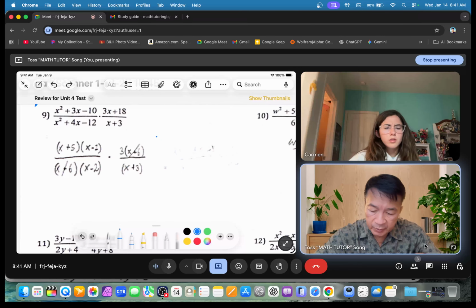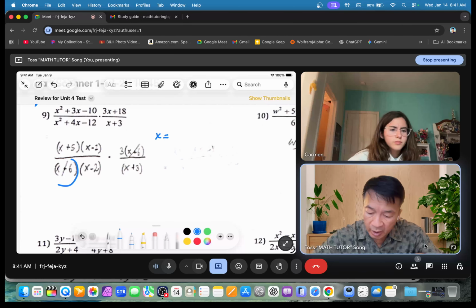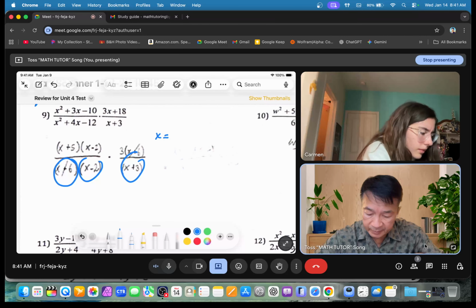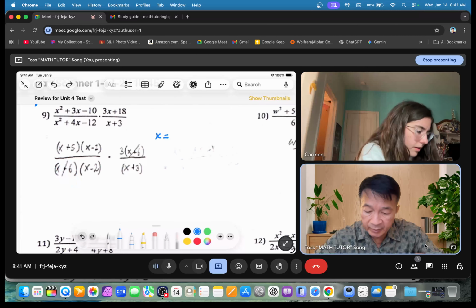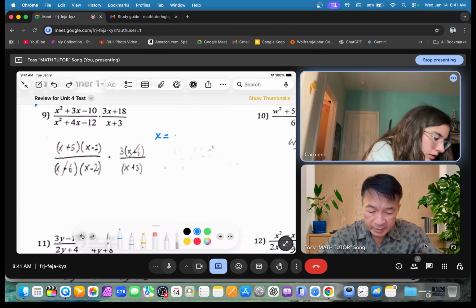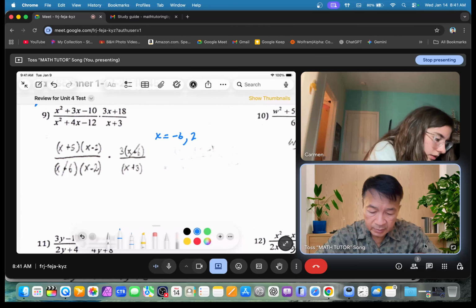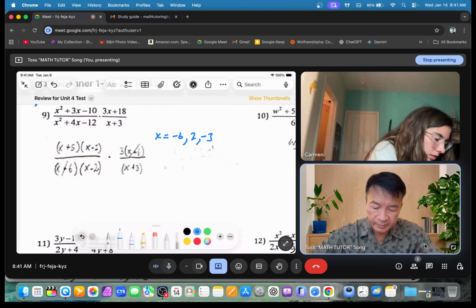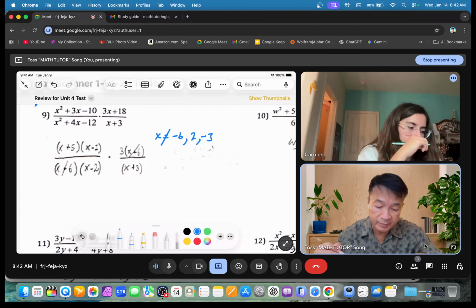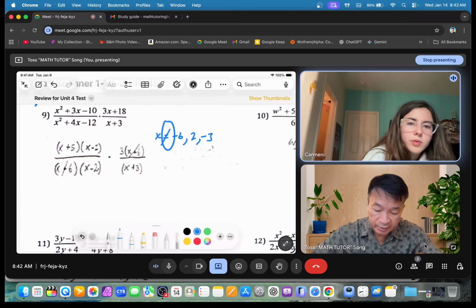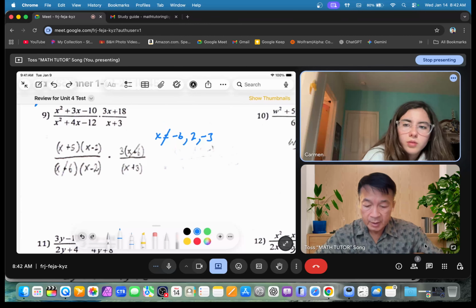Restriction. The restriction would be x cannot be whatever will cause the denominator to be zero, any part of the denominator. Factor it, so x can't be -6, 2, and -3. It doesn't matter the order here. Then slash through. Do the removable and non-removable? Okay, good.